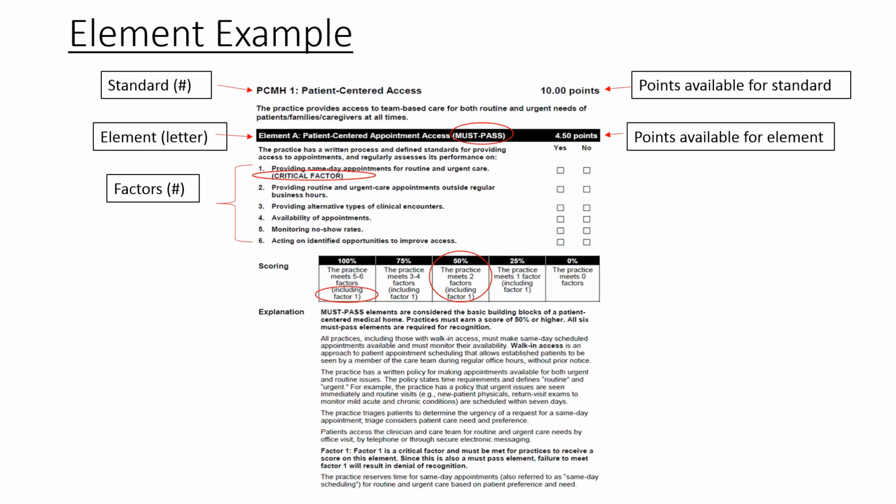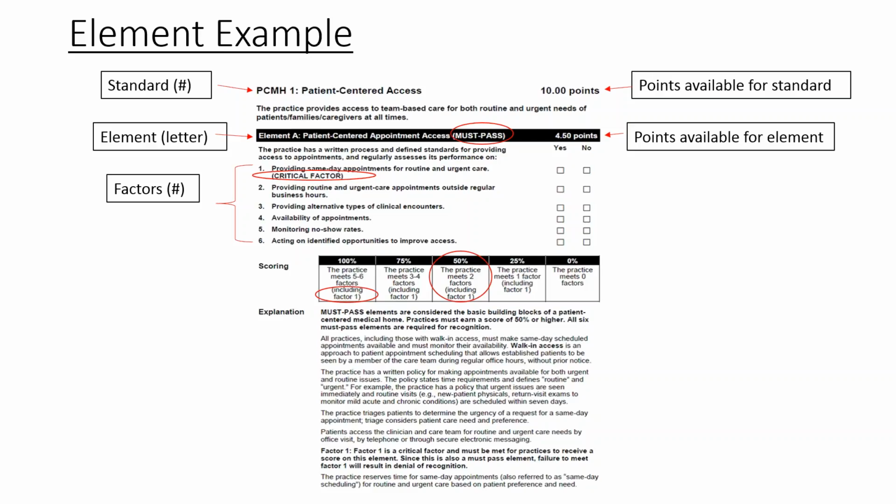Beneath that, it gives a little statement of purpose for this standard, and then it goes into the black box where you see element A. So the element is always a letter. And in that line there, you can see that it will indicate if this is a must-pass element, and it will also tell you the points that are available for that specific element. And above that, the specific points for the whole standard.